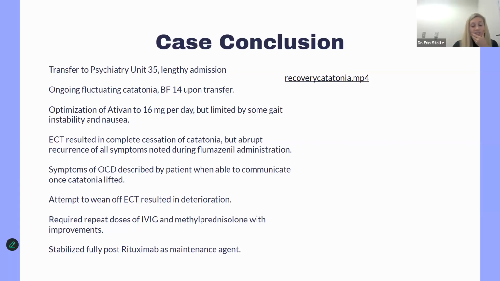And so from there, we did discuss ECT with his family, which we provided bilateral ECT with their consent, and it resulted in complete improvement of the catatonia. It was quite remarkable. But what we noted was that in the ECT suite, which we provided these treatments 3 times a week, prior to giving the treatment, we have to use a medication called flumazenil, which reverses the benzodiazepines in the system completely so that we can actually give somebody a seizure.